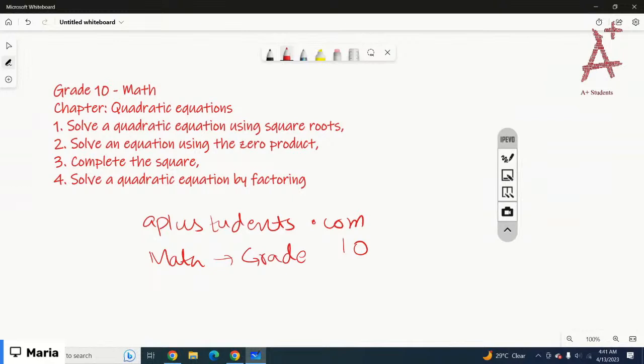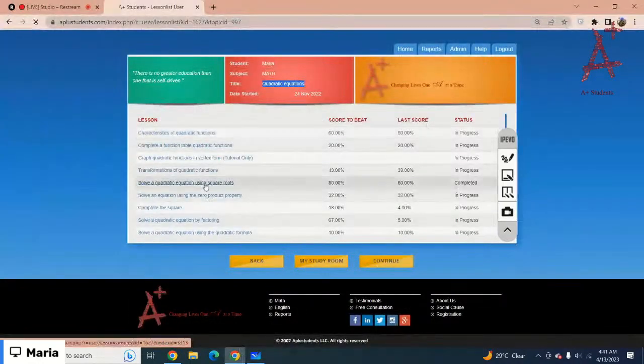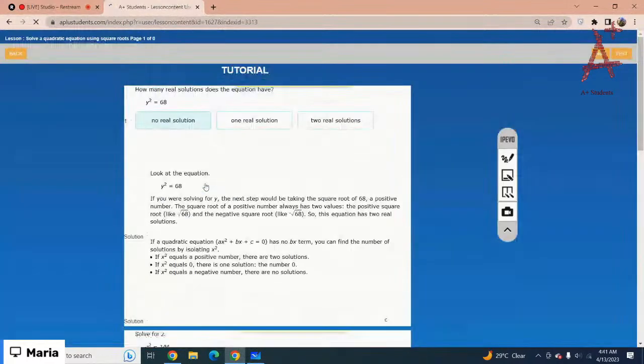So let's start with the first lesson, that is solve a quadratic equation using square roots. Here is the lesson. Let's start with the first example. How many real solutions does the equation have? y squared equals 68.